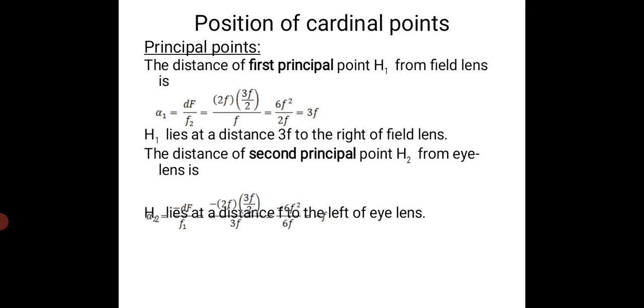The distance of the second principal point H2 from the eye lens is alpha 2 = -df/f1. Substituting the values of d, f and f1, we get alpha 2 = -f. So, H2 lies at a distance f to the left of the eye lens.